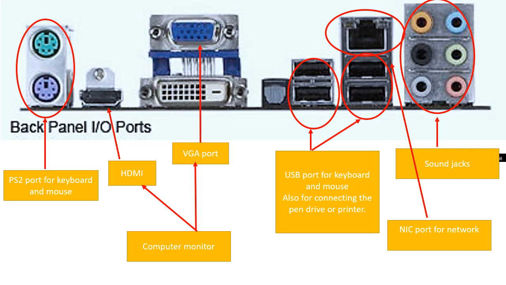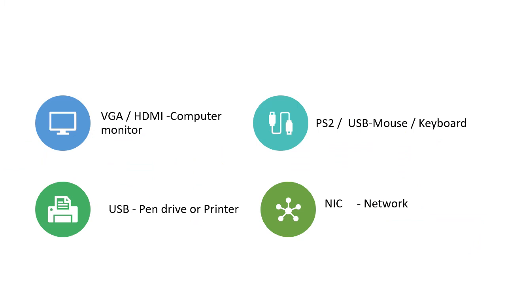So all these are the ports which are fixed in our motherboard through which we are connecting all the external devices to the motherboard. Now, which all ports we have studied so far? Let's see. VGA or HDMI port for computer monitor, PS2 or USB for mouse or keyboard, and also USB port for pen drive or printer, and NIC port for network. Alright? That's all to learn about motherboard.